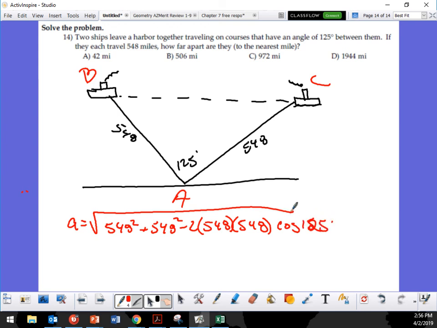The calculator says 972. 972? Which is C. 972? All right.